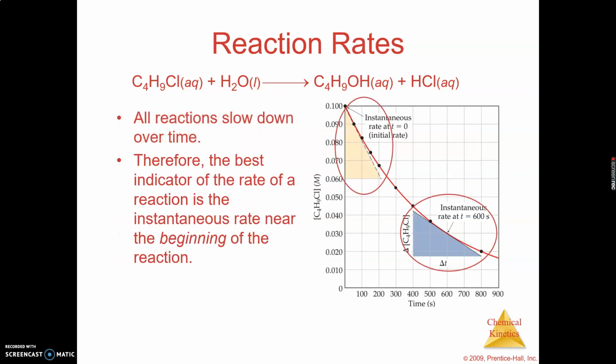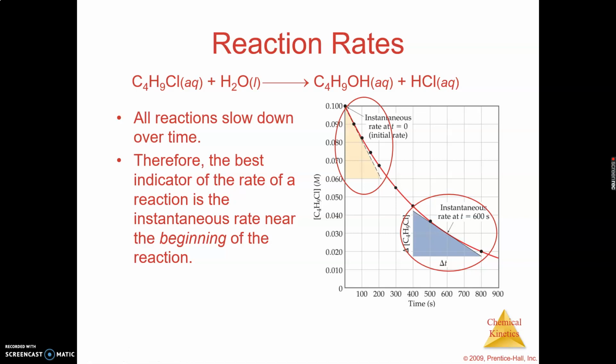And so what we see here, remembering that all reactions slow down over time, is that the slope of this line right here is really steep, which would be a really fast rate. And if you were to look at the tangent line going through here, when we get down here, this slope is not as steep. And so that means the rate is not as fast. Eventually, if we were to take this graph out, you would reach a point where the slope would be 0, or the rate would be 0, and that means the reaction has stopped.